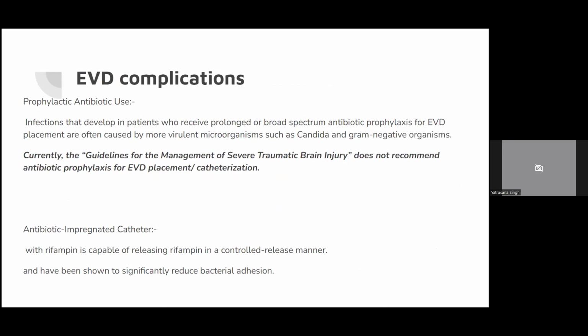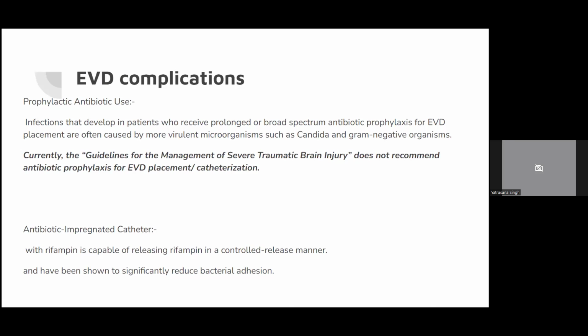Can we use prophylactic antibiotic use to prevent infections associated with this device? Infections that develop in patients with EVDs who receive prolonged or broad-spectrum antibiotic prophylaxis are often caused by more virulent microorganisms such as Candida and gram-negative organisms. The guidelines for the management of severe traumatic brain injury do not recommend antibiotic prophylaxis for the placement or catheterization of an external ventricular drainage.